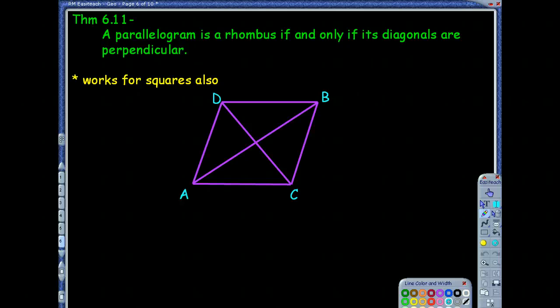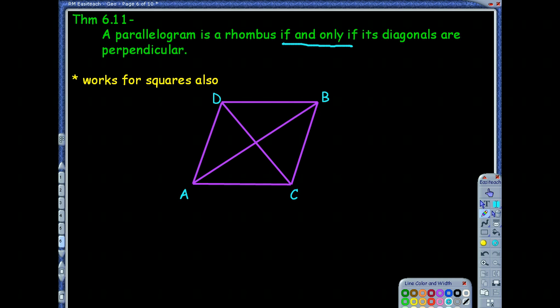This first theorem, none of them have names, which is no big deal, says a parallelogram is a rhombus if and only if its diagonals are perpendicular. Now, notice this is a biconditional, and what does that basically mean? It works both ways. If we already know the diagonals are perpendicular, we also know it's a rhombus. And vice versa, if it's a parallelogram that's a rhombus, then the diagonals are perpendicular. So it works both ways.